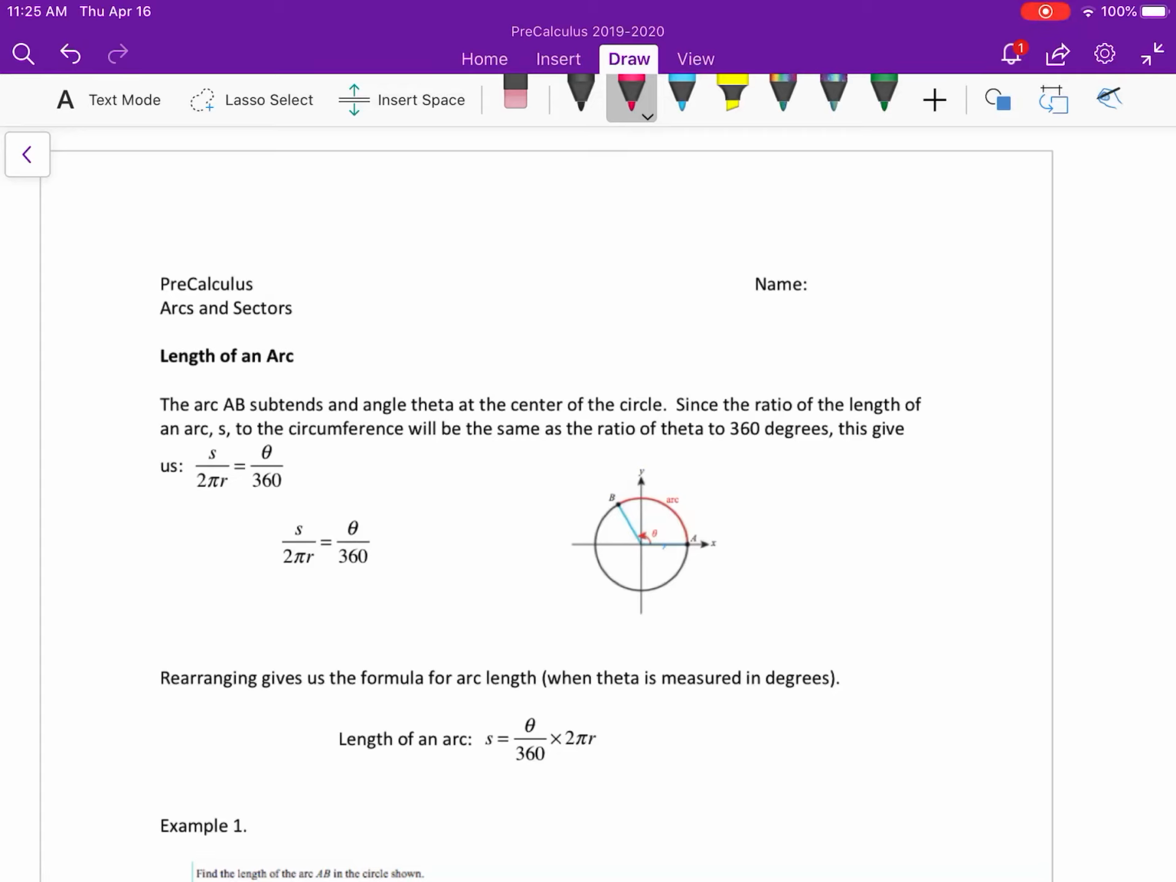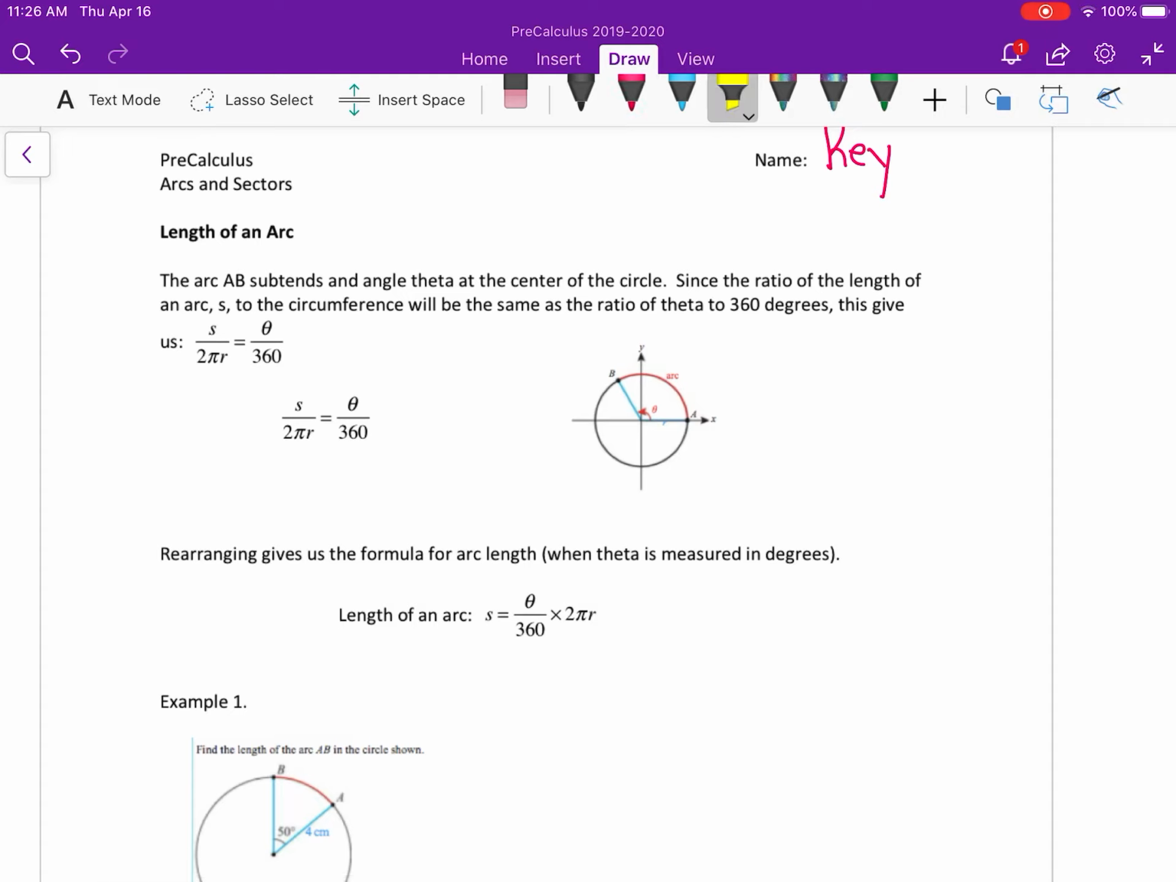Hey guys, today's notes are going to be pretty simple and pretty straightforward, so hopefully it will be the same for you and you're on board with that. We are going to look at arcs and area of sectors, so basically arc lengths, which we briefly talked about when we were doing radian and degree measure, but we're going to look at it a little more specifically today.